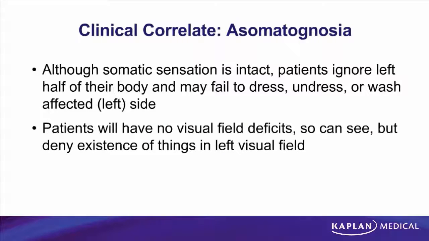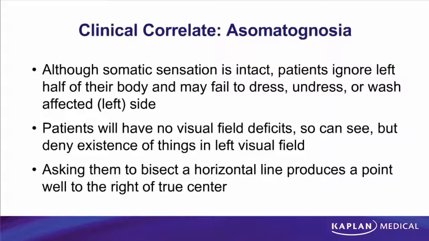So this lesion doesn't produce any visual field deficits, although the parietal lobe component of the visual radiations might be involved. So the patient's visual fields are intact, but again, they no longer recognize what they are seeing in the left side of visual space because of the unilateral neglect associated with this non-dominant parietal lesion. Classic tests for this: if you were to present this patient with a horizontal line and ask them to bisect the line, you and I would do a pretty good job of bisecting it approximately in the middle. A patient with unilateral neglect will bisect only the right half of the line because they don't think that the left half of the line exists.